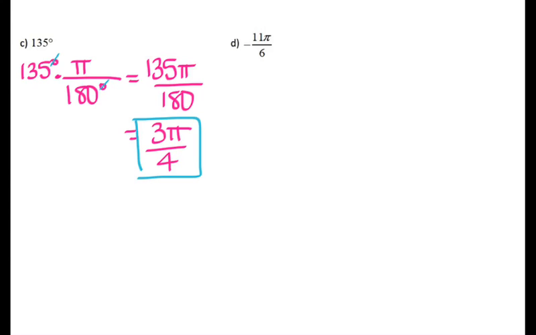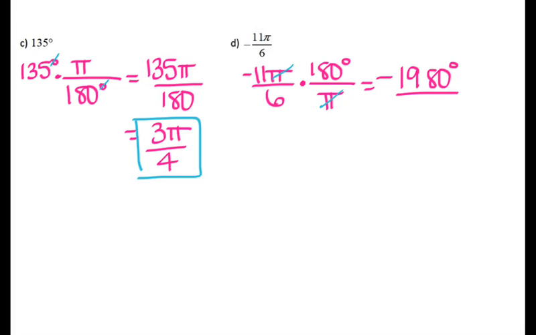And then for letter D, I'm starting with radians. So I need to cancel out the radians. So my pi is on the bottom, 180 degrees is on the top. So pi's cancel. I can multiply straight across. Negative 11 times 180 is negative 1,980 over 6. I can divide that by 6, and that gives me negative 330 degrees. So that's just converting back and forth between radians and degrees.